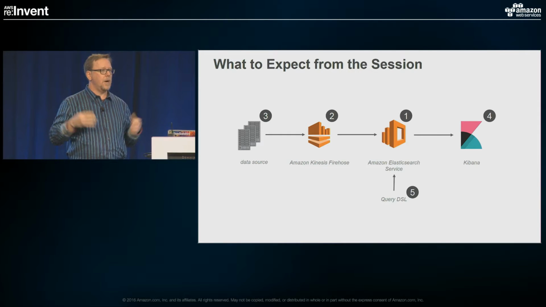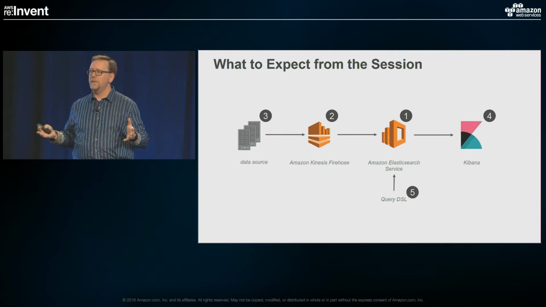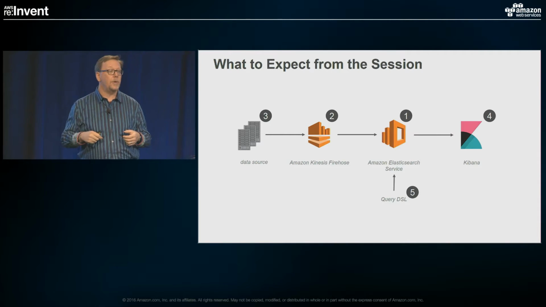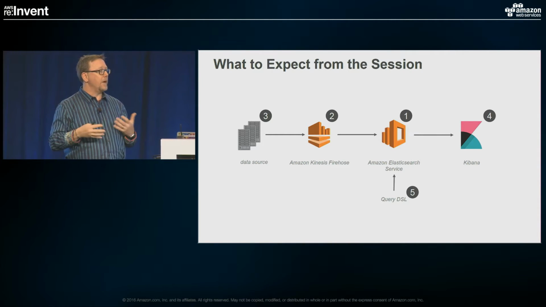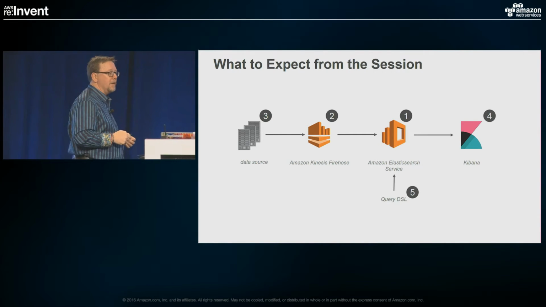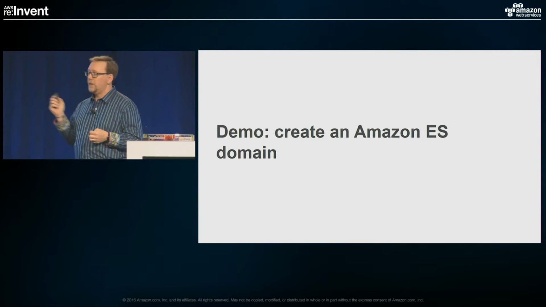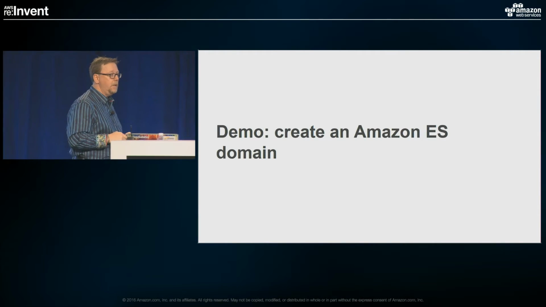We'll start up a Kibana dashboard. We'll look at it. We'll build some things. We'll build the dashboard that we showed. And then we'll dig in a little bit and write some queries to query against the data and see what we can figure out. So we're going to start with creating an Elasticsearch service domain.